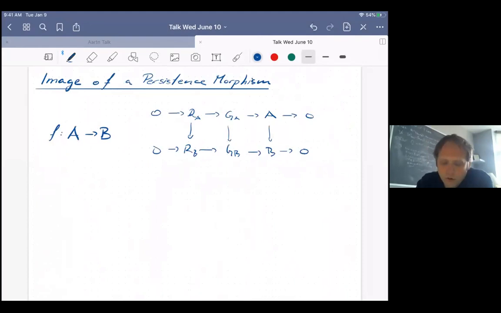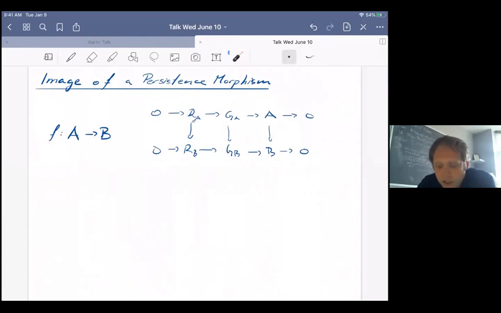So I can take a presentation of A, a presentation of B. So this is all the birth times, all the death times of A, birth times of B, death times of B, right? And what I'm really doing is if I want to write down what the image is, I just need to write down what the relations, what the death times are of the image and what the birth times are of the image.